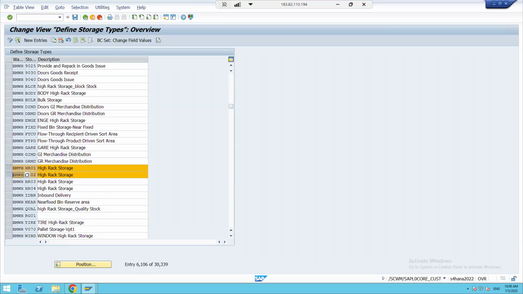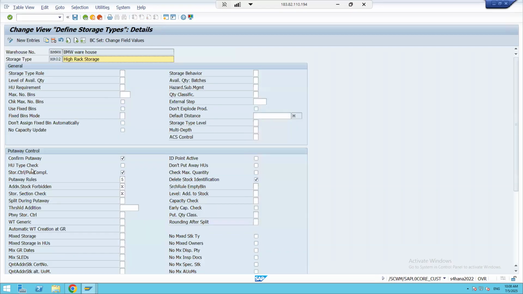So this will be for all storage types, but I am taking example of only HR01, HR02. Whatever I am telling you is applicable for all storage types. The controls will be the same. If I open any of the storage types, whatever you see here and whatever you see in the other storage types is entirely the same. There will be no difference. The fields will be entirely the same, but which field you use and which field you will not use, you're going to mention here.